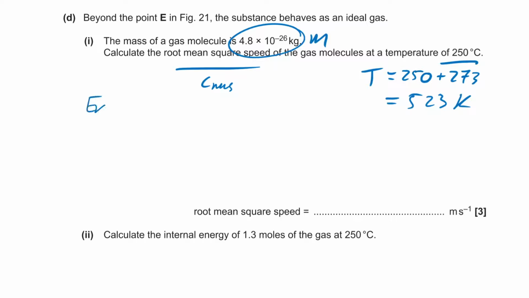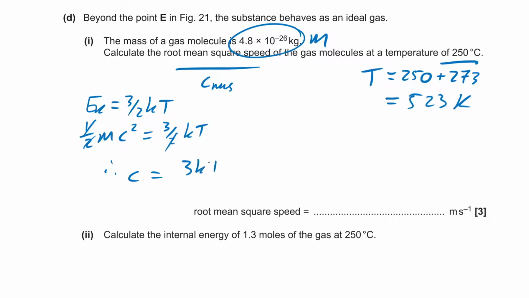So we need an equation that has T, M and C in. We know that the kinetic energy of molecules is given by 3/2 kT. So in other words, half mc squared, I'm just dropping the RMS, is equal to 3/2 kT. Halves disappear. Therefore, C is equal to the square root of 3kT over the mass.